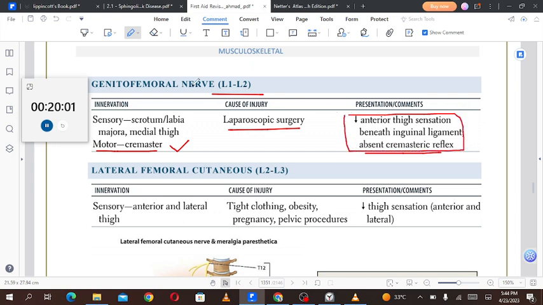Genito, as the name indicates, means the cutaneous innervation is from the genital area, from the scrotum and the labia majora and the medial thigh, and the motor supply is the cremaster muscle that causes the cremasteric reflex. Whenever we stroke the medial aspect of the thigh, the scrotum contracts. The scrotum is lined by the cremasteric muscle. So due to the contraction of the cremasteric muscles, the testes inside the scrotum stand upwards. That is the cremasteric reflex, and it will be absent in the case of damage to the genitofemoral nerve during a laparoscopic surgery.